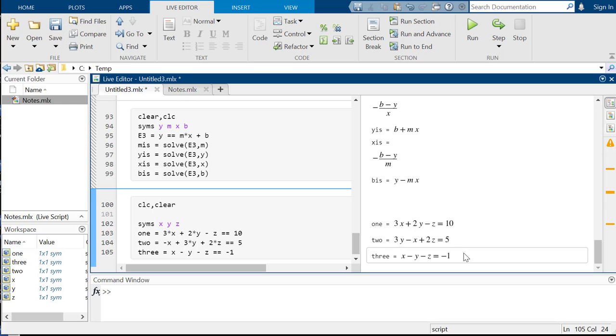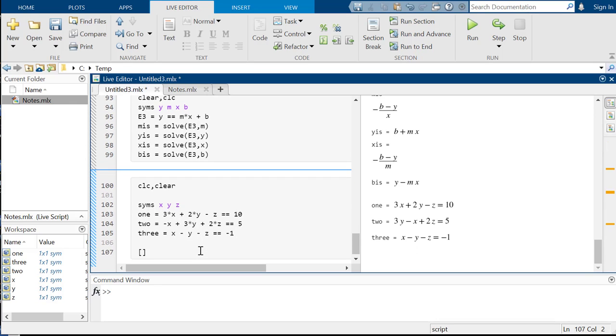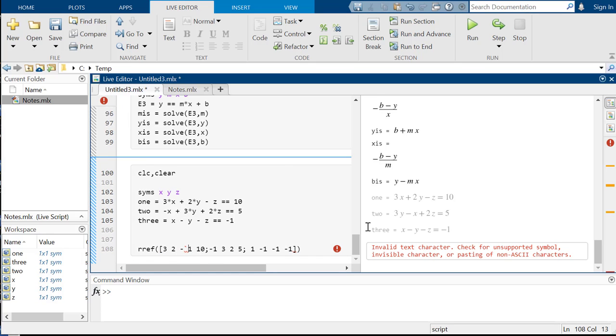Now, if you were going to solve this using linear algebra, hopefully you remember you would go like 3, 2, negative 1, 10, negative 1, 3, 2, 5, 1, negative 1, negative 1, negative 1, and then you would do reduced row echelon form of that. Ooh, wait, that's not supposed to be a space.